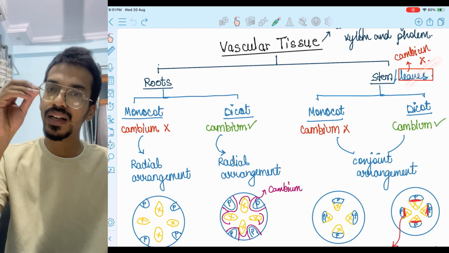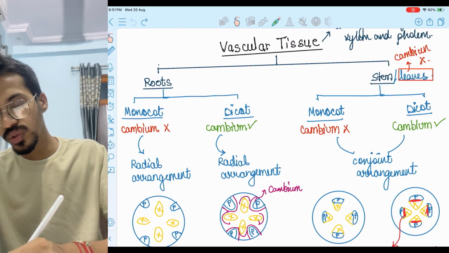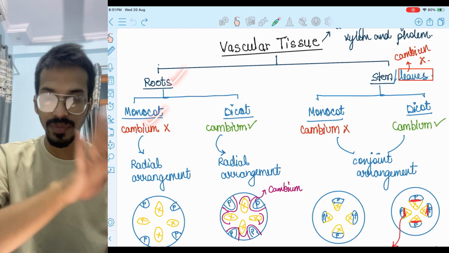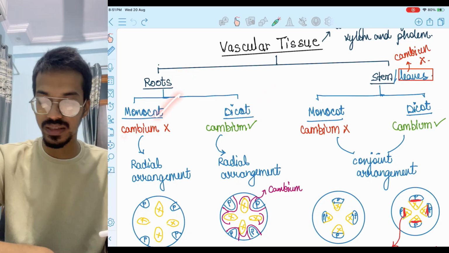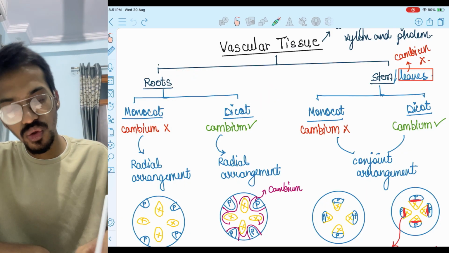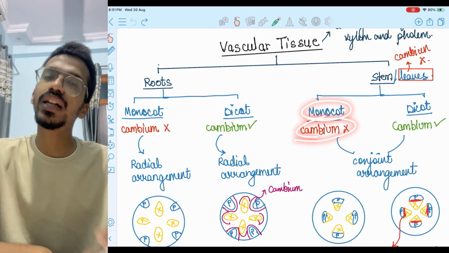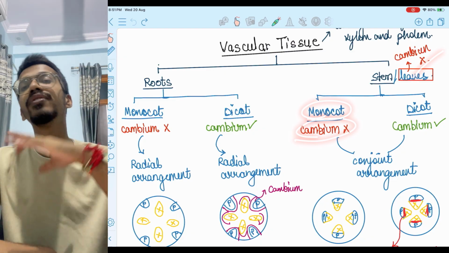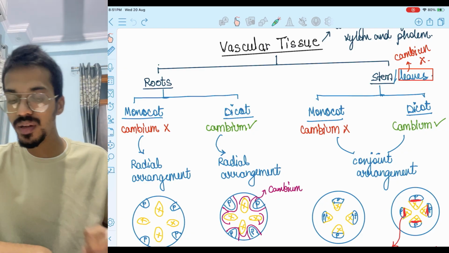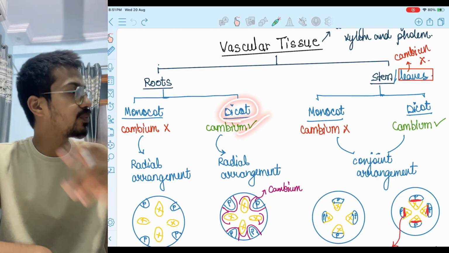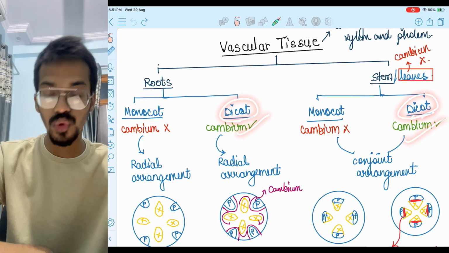First fact. Now just see how that is different in monocot and dicot. If you see the monocots, there will not be any cambium present. So the monocot stem also won't have cambium present, and in leaves we know cambium is not present, even if it's monocot or dicot. Moving on, in the dicot stem, cambium will be present, but in leaves it won't be present.